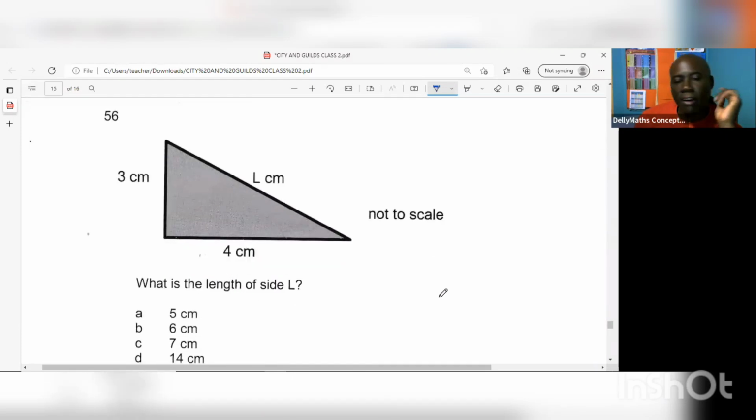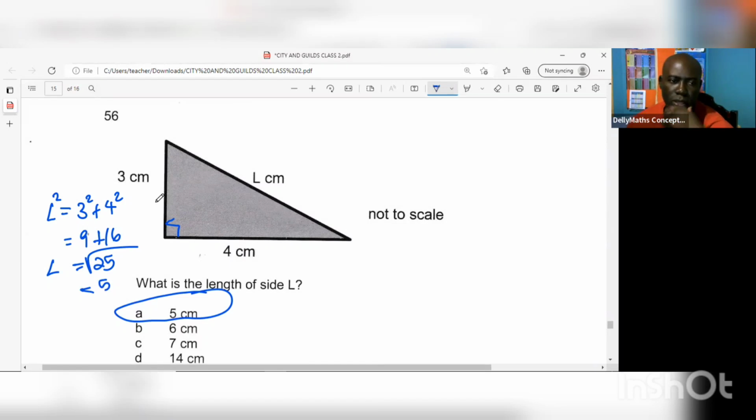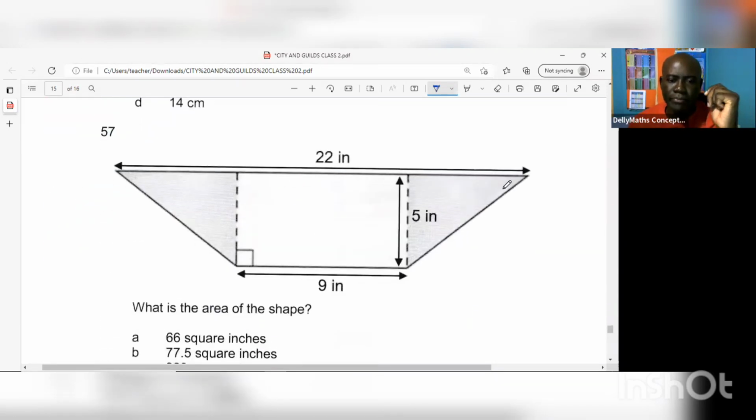What is the length of L? Assuming that this is a right angle, I'm going to use Pythagoras theorem. L squared is equal to 3 squared plus 4 squared. 9 plus 16 is equal to 25. L is going to be the root of 25, which is 5. So that is the Pythagoras theorem right there.